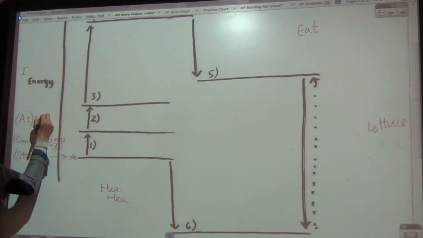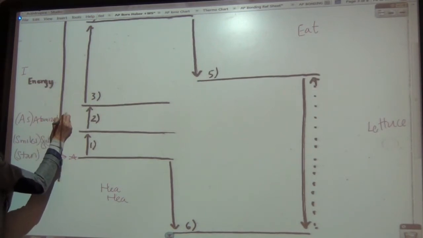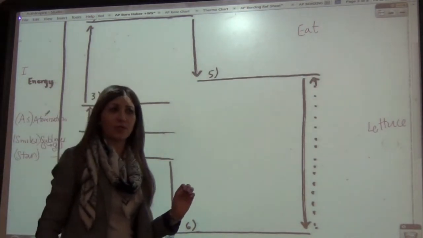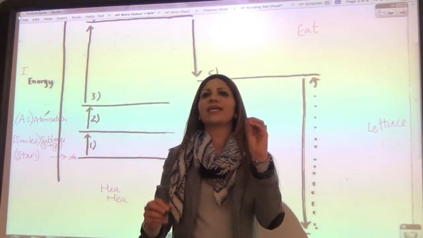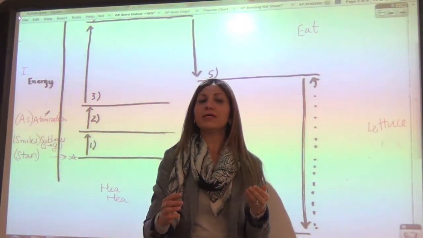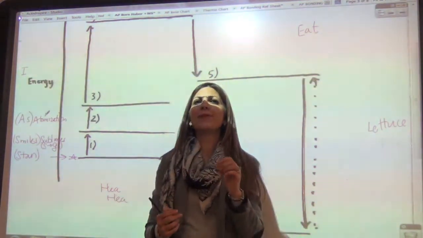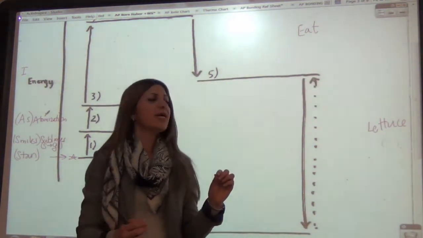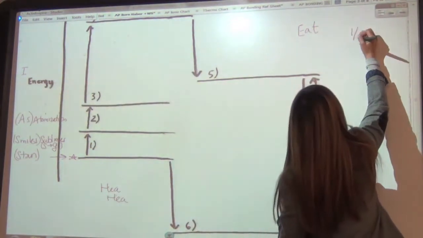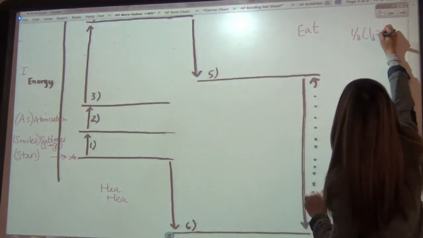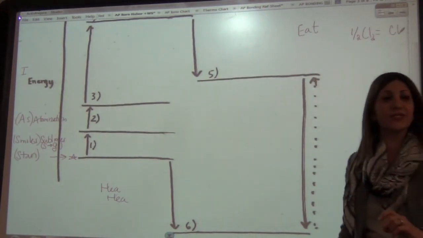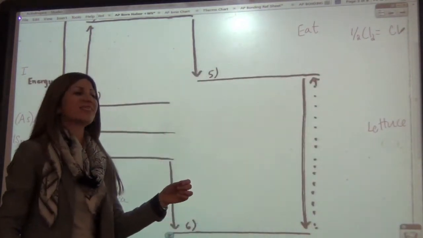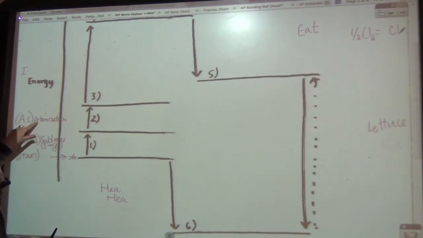Atomization. What happens in atomization is, if you have a diatomic molecule, for example, you're going to create single atoms. So instead of being Cl2, it would be 2Cl. Maybe it's 1/2 Cl2. If it were 1/2 Cl2, when you atomize it, what does that equal? Just 1 Cl atom. Okay, so you're taking something that's diatomic and turning it into single atoms.